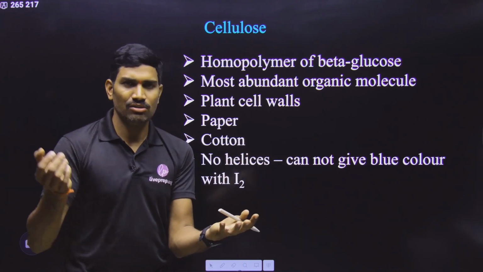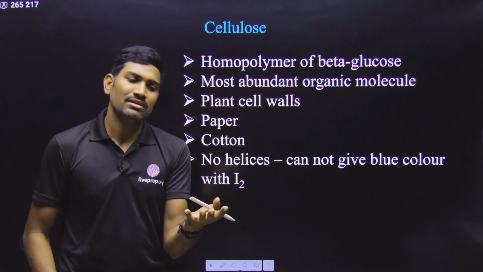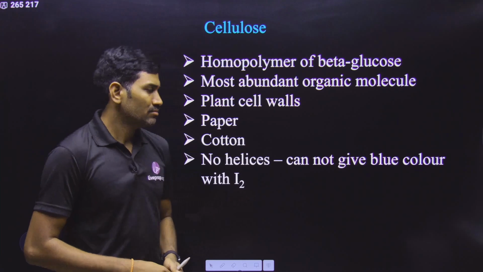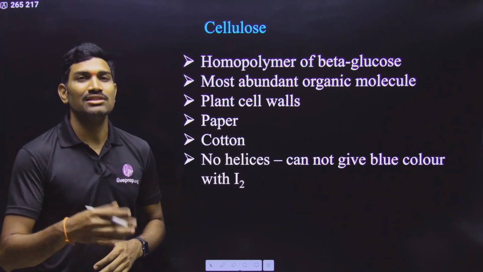Suppose you are taking the cellulose and dropping the iodine solution here. Still it will be the same color. The color of the iodine solution will not change because cellulose does not have helices and it cannot hold the iodine. This is what they are saying.